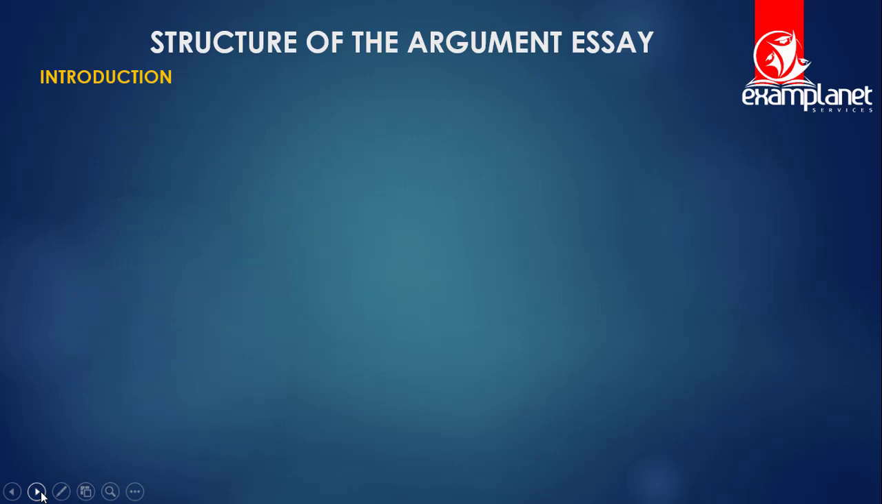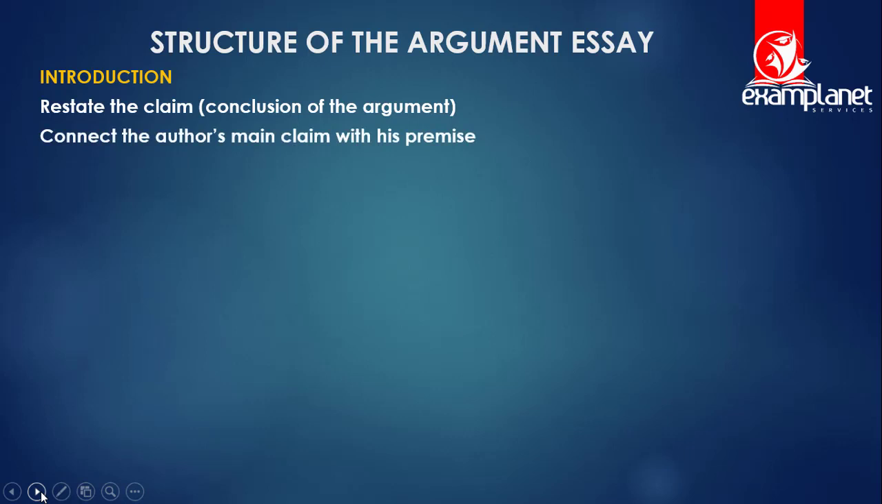What's the structure of an argument essay? Same convention. You see the goal for the introduction. First, you restate the claim. Now, you see why I said you need to know what the conclusion of the argument is. So you have to restate it. Just imagine you restating something that is not the conclusion of the argument, then you would have just messed up the whole essay. So please make sure that you understand how to find the conclusion of the argument.